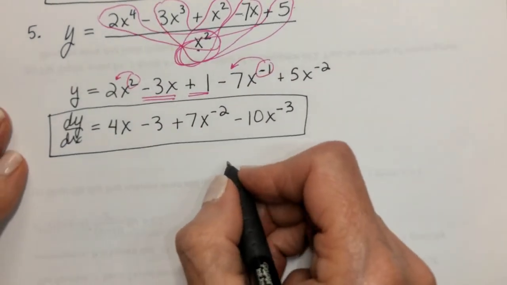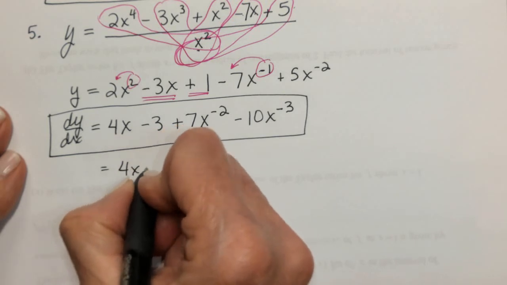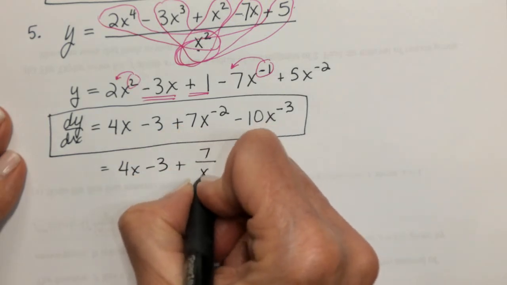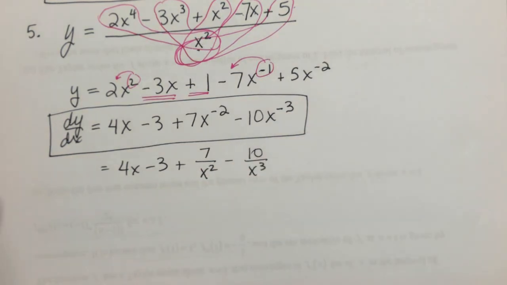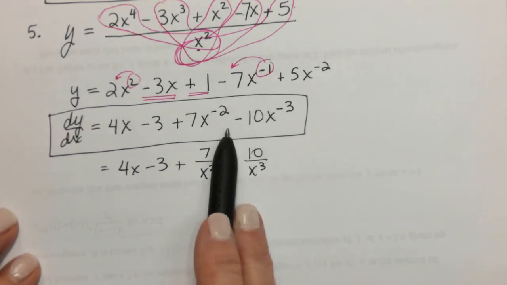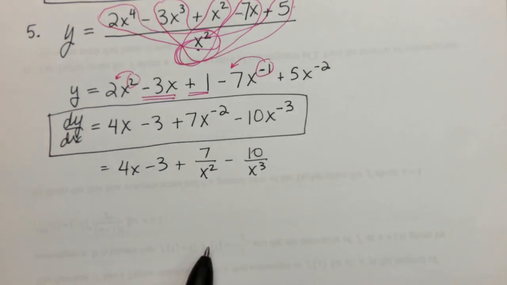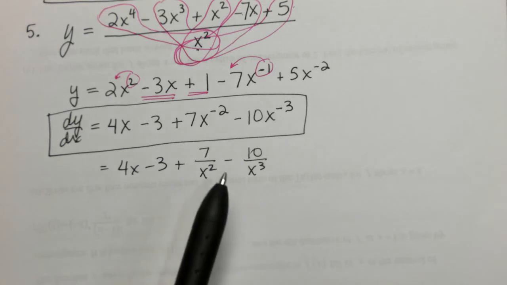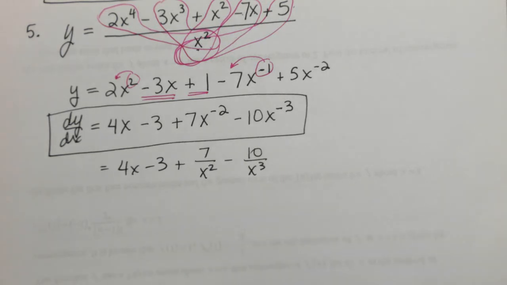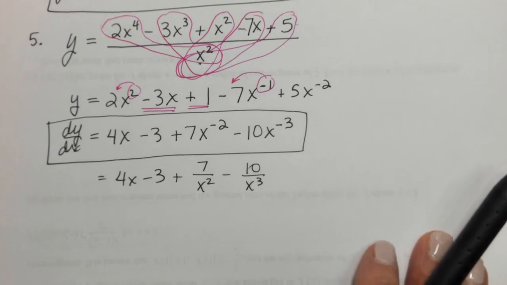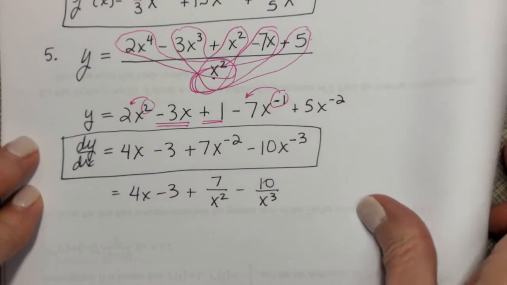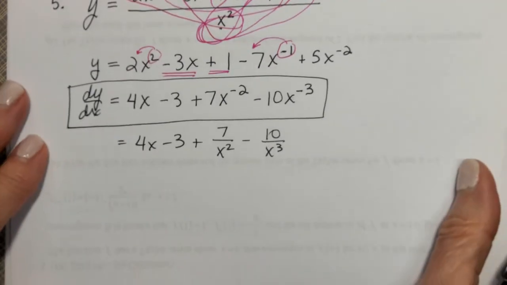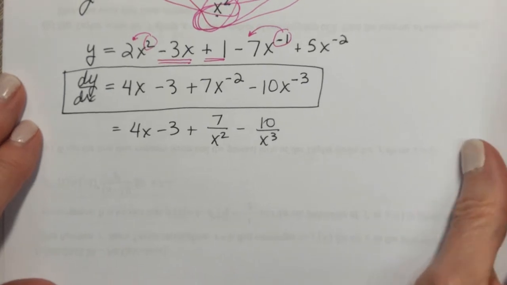As a multiple choice answer, you might see this as 4x minus 3 plus 7 over x squared minus 10 over x cubed. They might move those x's back down to the denominator at the end. Or they might just leave it like that. All right. So that was one example of everything I think that you will see now in power rule for derivatives. And I keep saying power rule for derivatives because we do have a power rule for integrals that we will get to when we do integrals.